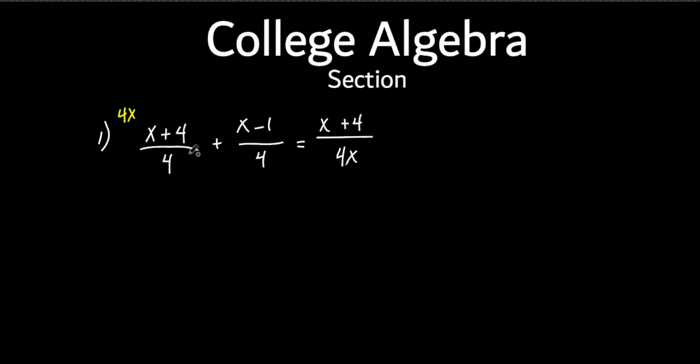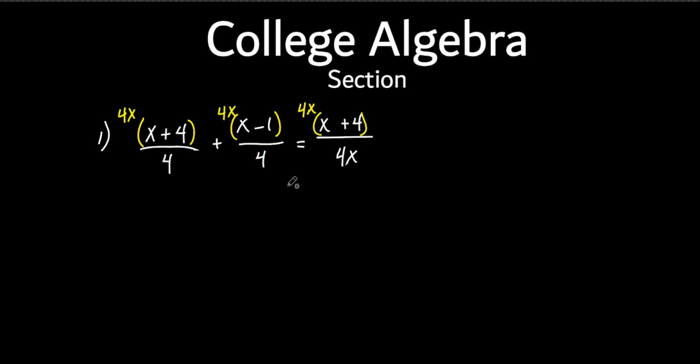So we're going to multiply that by 4x. We're going to multiply this by 4x. And we're going to multiply this by 4x. I'm going to put this in parentheses, put this in parentheses, and put this into parentheses, because that could help us out a little bit. All right, so let's see what happens here.